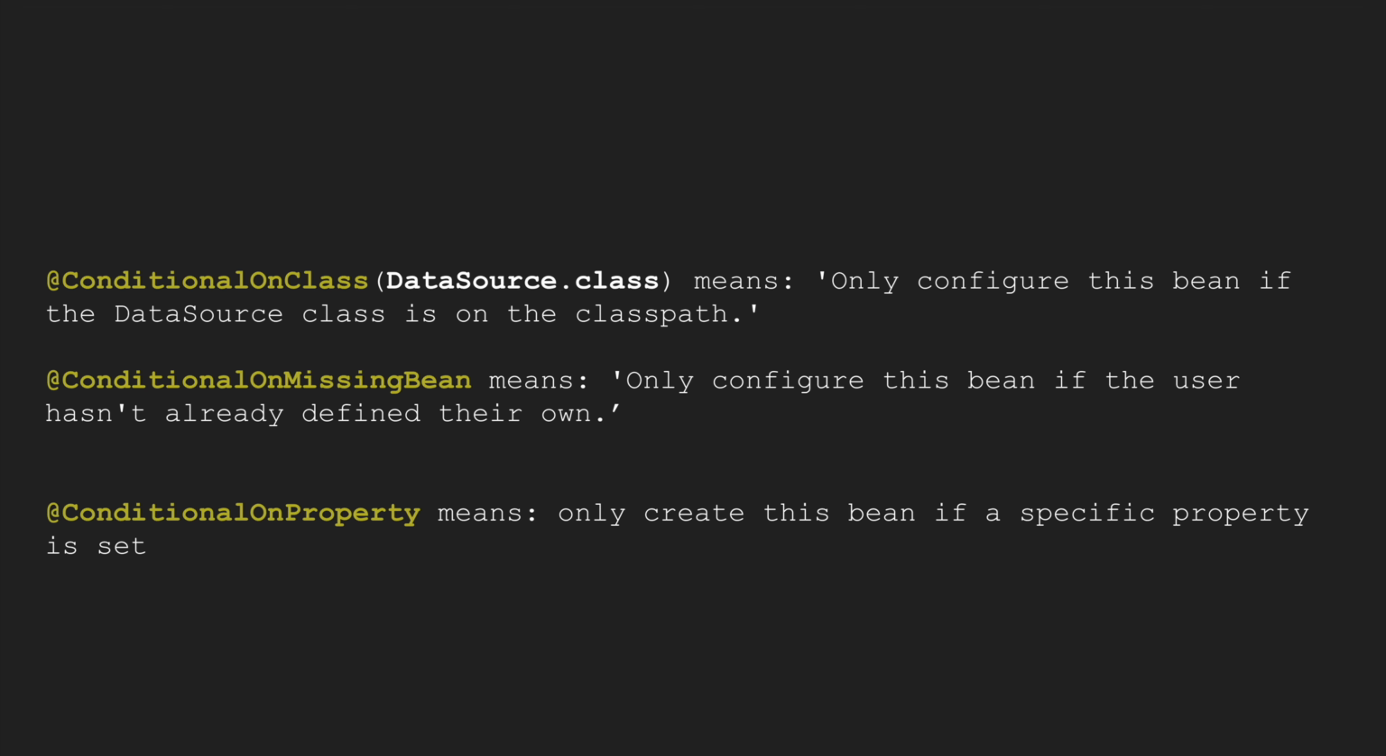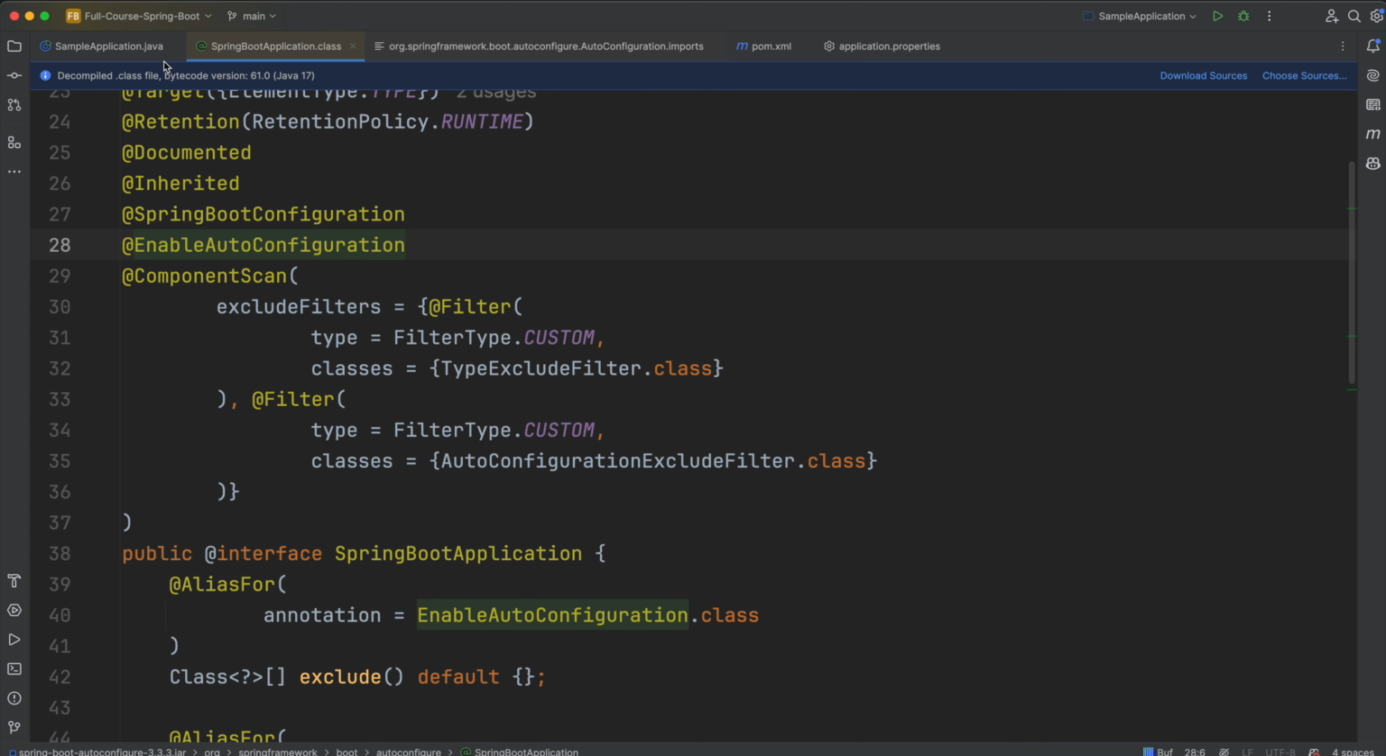For example, conditional on class, let's say DataSource.class, means that it only configures this bean if the DataSource class is on the class path. Conditional on missing bean means that it only configures this bean if the user hasn't already defined their own. And conditional on property means that it only creates this bean if a specific property is set. So let's take a look at each one, example by example.